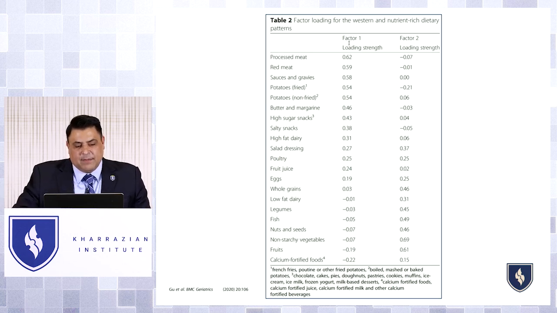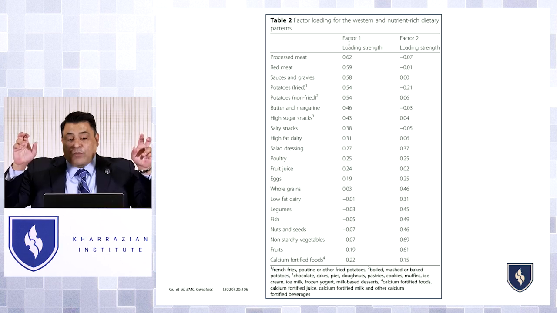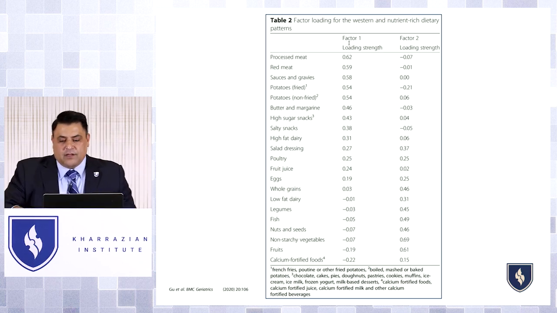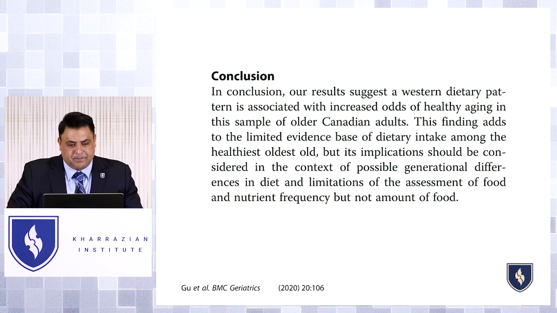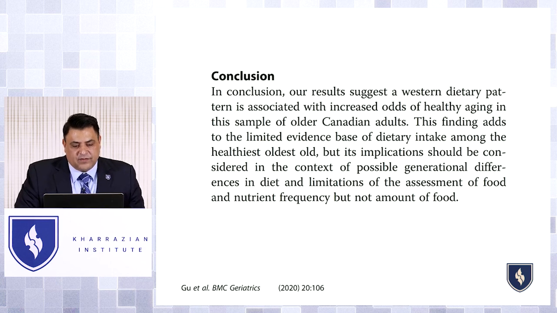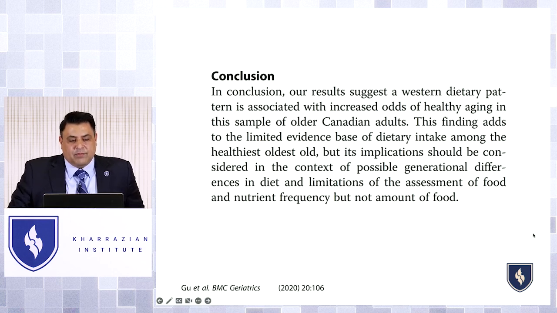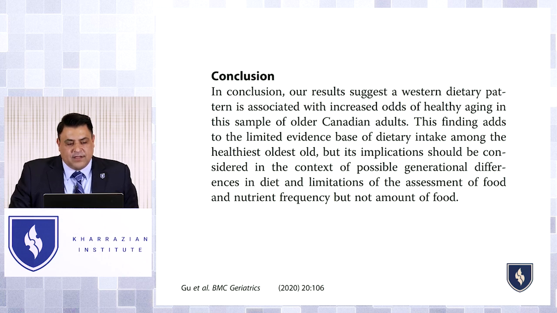Obviously, people even on the Western diet in the study are still getting basic micronutrients in. They're not micronutrient deficient. They're just not as perfect and ideal as the other diet. In conclusion, results suggest the Western diet patterns associated with increased odds of healthy aging in the sample of older Canadian adults. This finding adds to the limited evidence base of dietary intake among the healthiest oldest, but its implications should be considered in the context of possible generational differences in diet and limitations of the assessment of food and nutrient frequency, but not the amount of food.